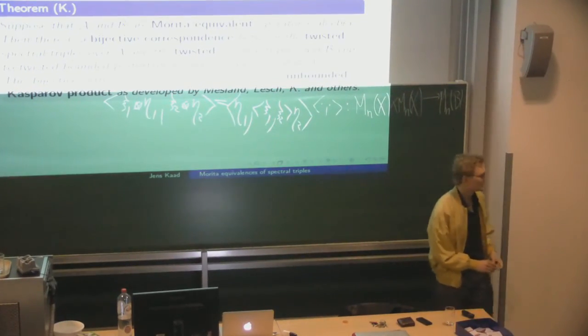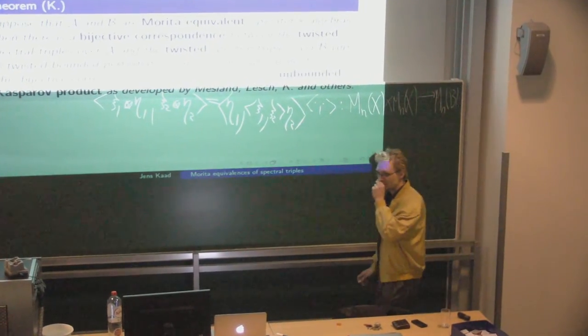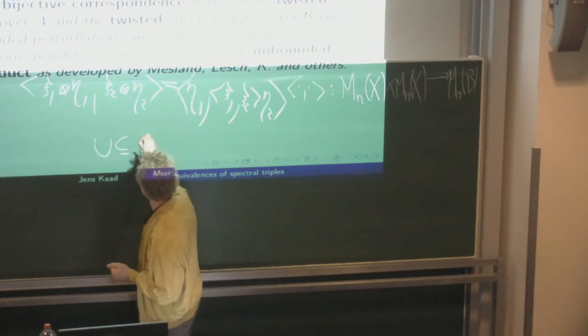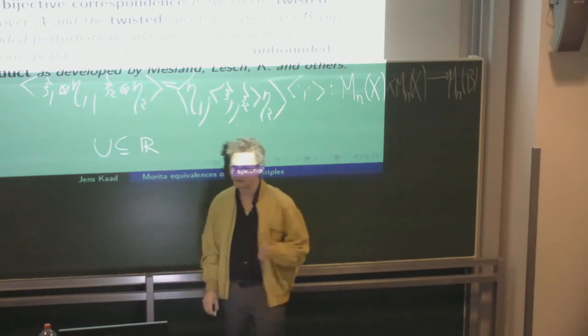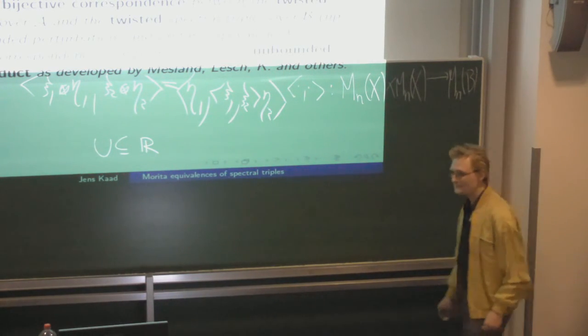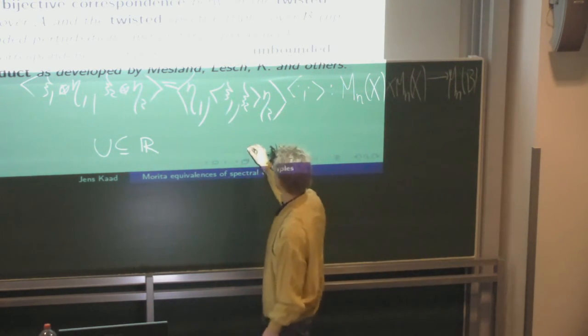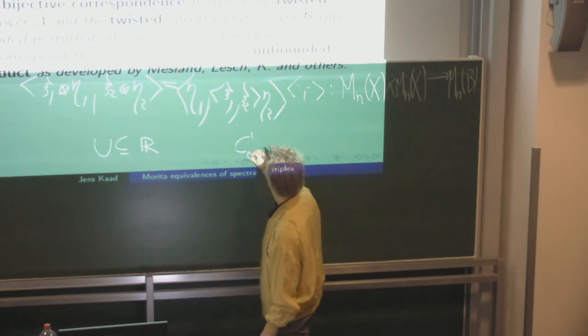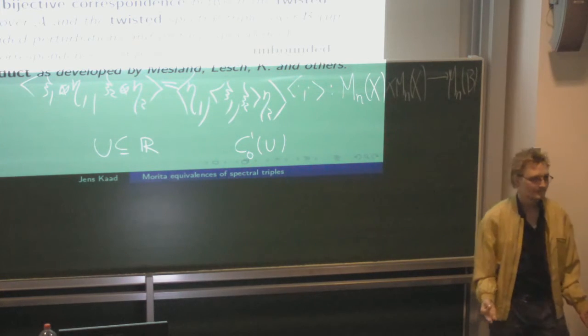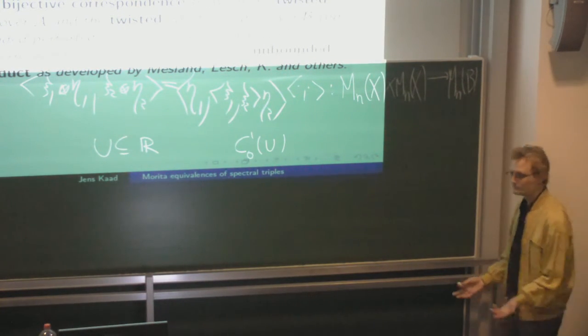So it's one I usually do. So you have U, an open subset of the real line. Then you are in this situation, so you can look at the C1 functions on U vanishing at the boundary.